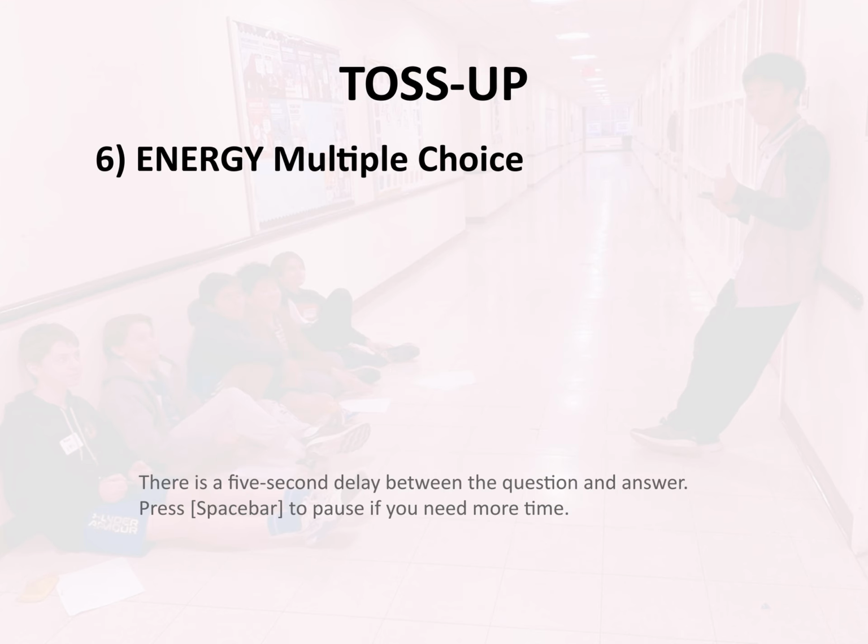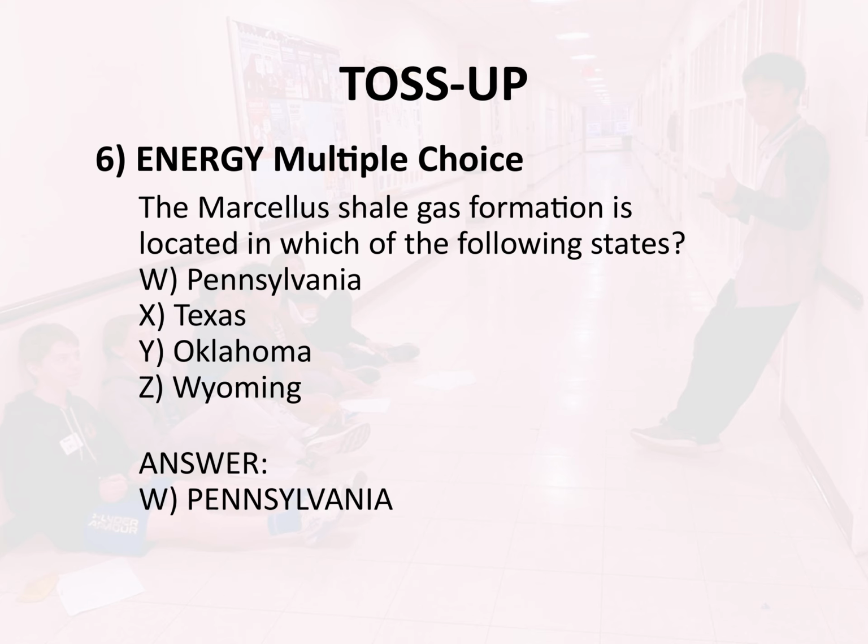Toss-up 6. Energy. Multiple choice. The Marcellus Shale gas formation is located in which of the following states? W. Pennsylvania, X. Texas. Y. Oklahoma. Z. Wyoming. Answer: W. Pennsylvania.